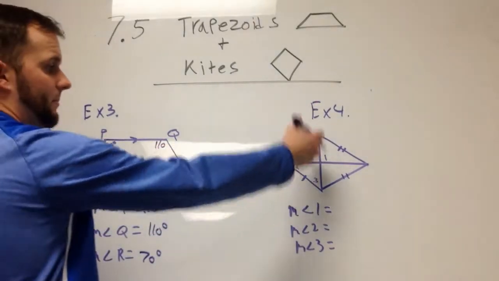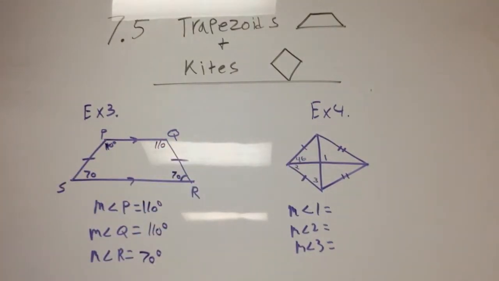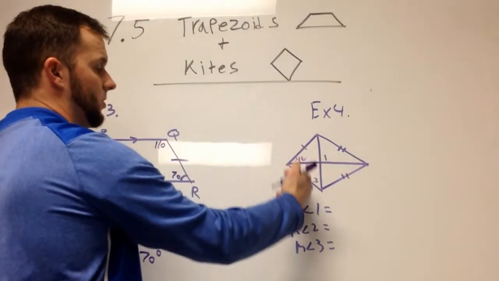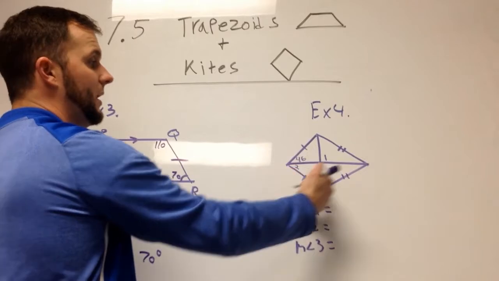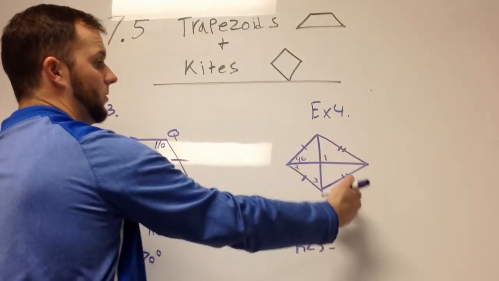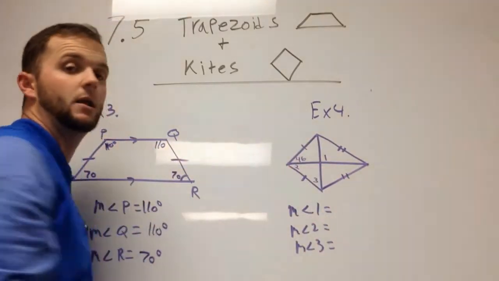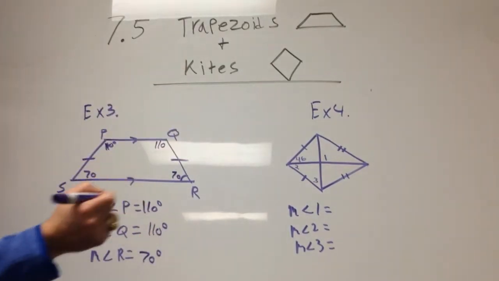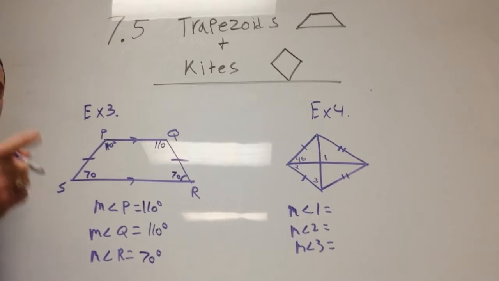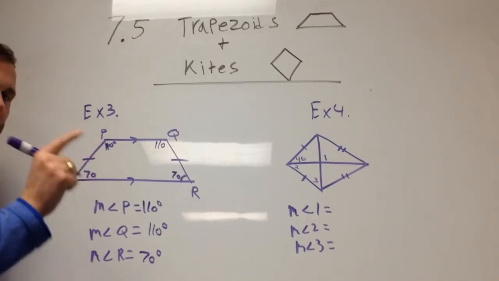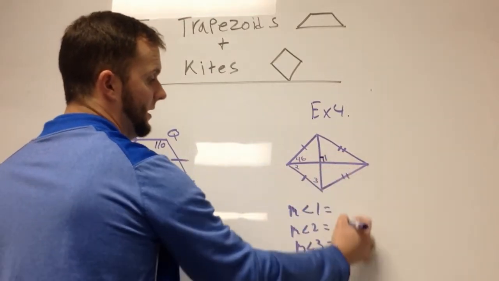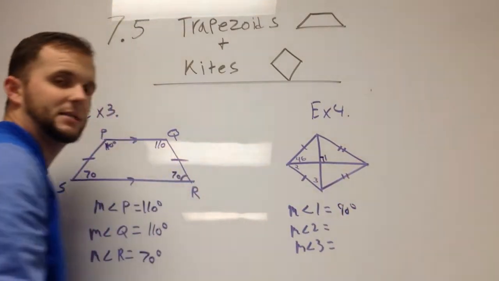Now over here in example number 4, we are given another kite. The reason I know it's a kite is because these two adjacent sides are congruent, and these two adjacent sides are congruent, and opposite sides are not. So that makes it a kite. And we know whenever I have diagonals of a kite, they are going to form a perpendicular angle, meaning it's going to be 90 degrees. So right now, angle 1 is going to be 90 degrees automatically, because that's going to help me.